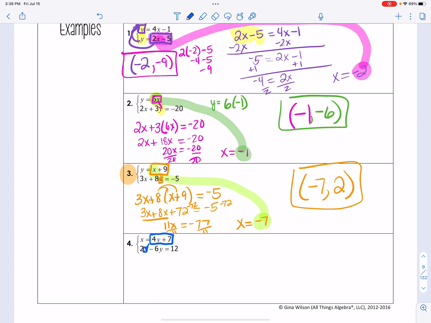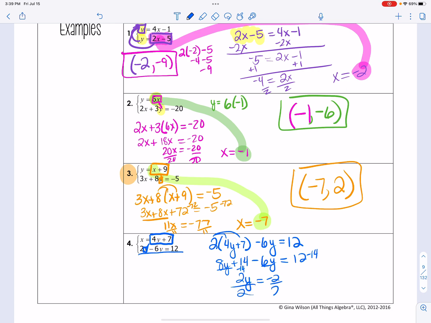So I'm going to put that in for x. I'm going to write 2 parentheses, 4y plus 7 minus 6y equals 12. So I'm writing this whole equation the way that it was written, except where there's an x, I'm going to write a 4y plus 7. So I multiply in, that's 8y plus 14 minus 6y equals 12. Like terms, that's 2y. I would minus the 14, and that's a negative 2.